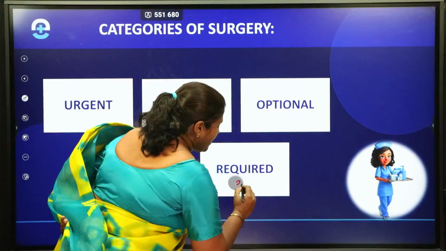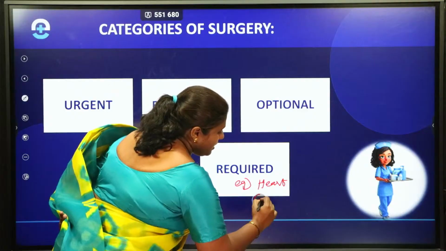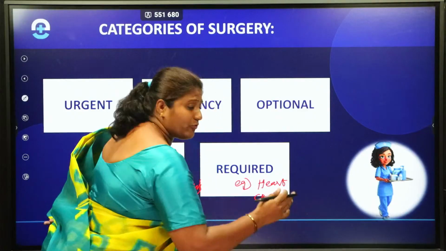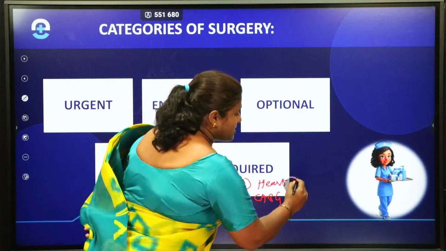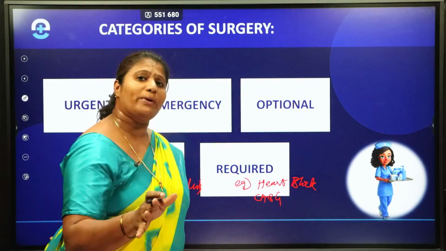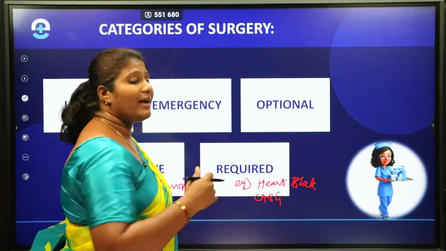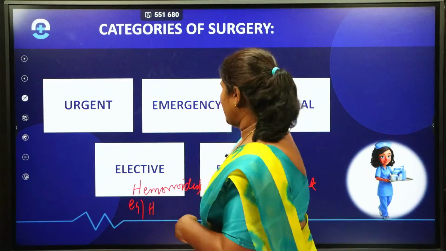Then required means for this kind of disease condition, we need a surgery. Example, the patient has a heart condition. Heart condition means a CABG is required. For this patient, the heart block is there. Okay, so we need to go for the CABG. A required operation means they have to go for their required surgeries. So these are all the categories of surgeries.